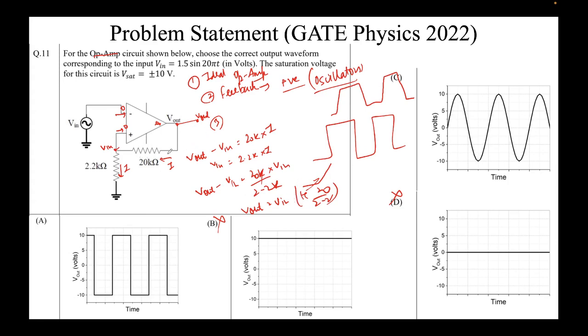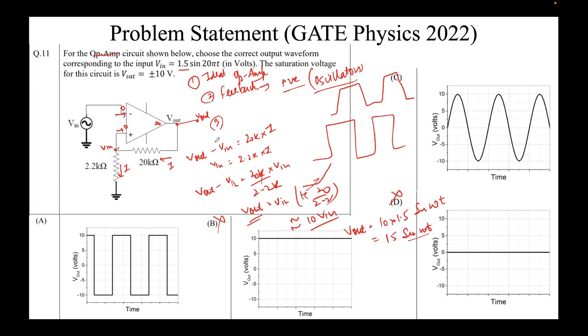So V out minus V in is 20k times I, and V in, yeah. So this will approximately be around 9 plus 1, 10. This is approximately 10 V in. So whatever the input is, the output will be 10 times. Our input is 1.5 times sine omega t, so our output will be 10 times 1.5 sine omega t. The frequency is not of concern here. So this will come out to be 15 sine omega t, correct?